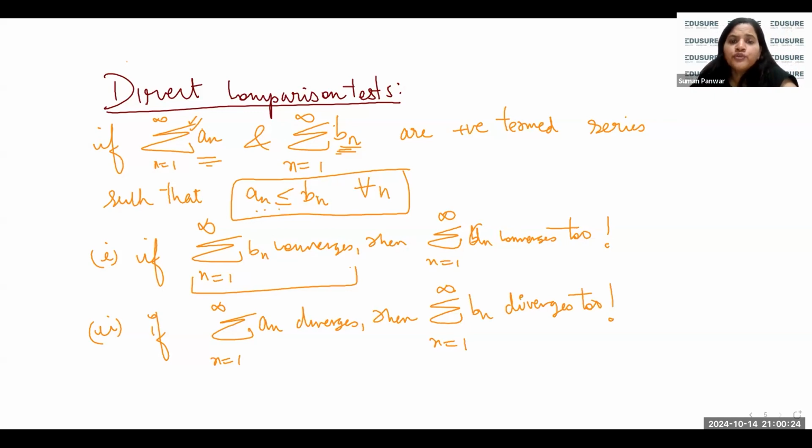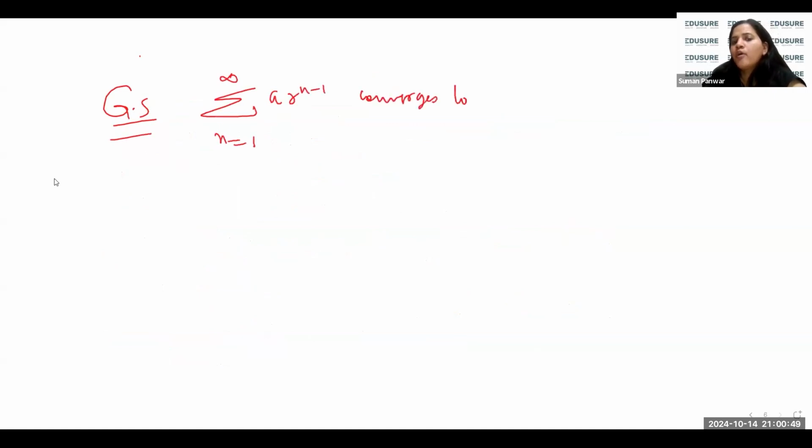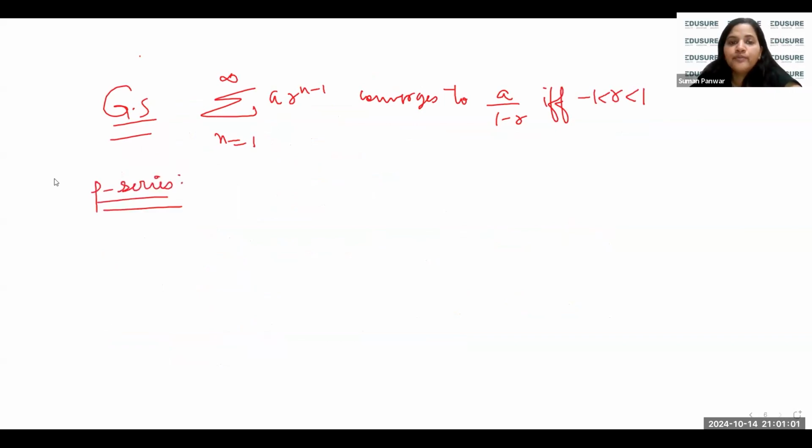Okay. So to use the direct comparison test, you should know some particular types of series. Okay. So first of all, we already know about the geometric series. So any series of this type, a r^(n-1), converges to a upon 1 minus r if and only if minus 1 is less than r is less than 1. Then there is something known as the P series, and this is a standard result. So we do not need any proofs for that. These series are very handy.